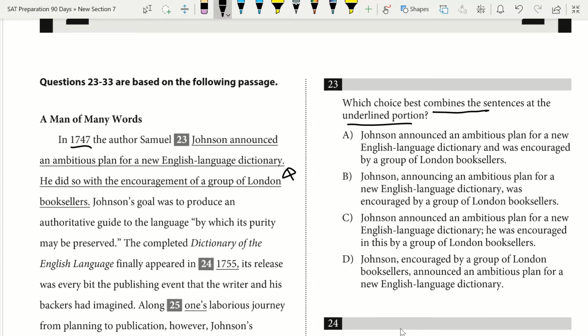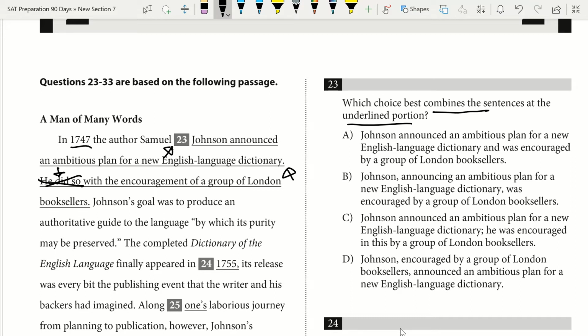Okay, so what I immediately see off the bat is I say Samuel Johnson up here. I'm not going to want to repeat and say he did so. Okay, we already know what he did. We don't want to repeat that by saying he did so, because we already know what he did. So I want to get rid of that. So then what I see I have left is with the encouragement of a group of London booksellers. Well, he's doing this. He's creating this new English dictionary with that encouragement.